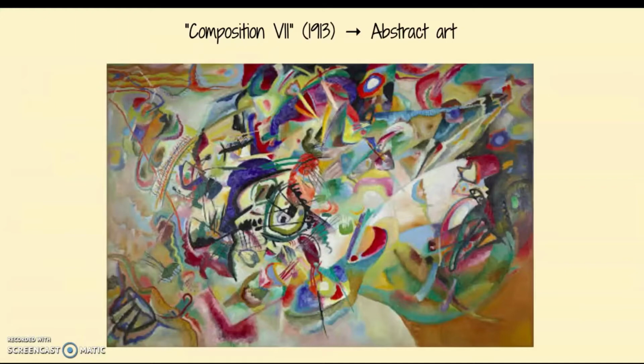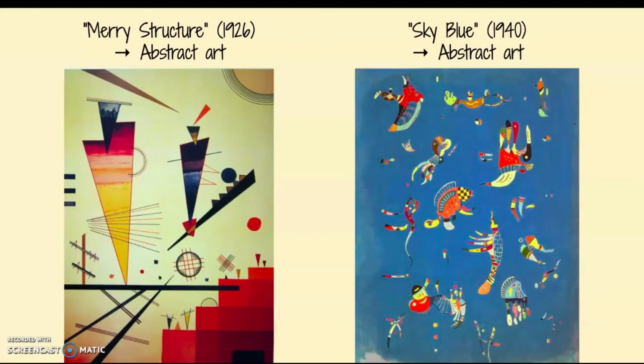All right, let's take a look at this first piece of art. This is called Composition 7, and Kandinsky did this in 1913. Which elements of art do you see in this artwork? Okay, we have two new pieces of artwork here, one in 1926 called Merry Structure, and the one to the right from 1940 called Sky Blue. Which elements of art do you observe in these two pieces of artwork?